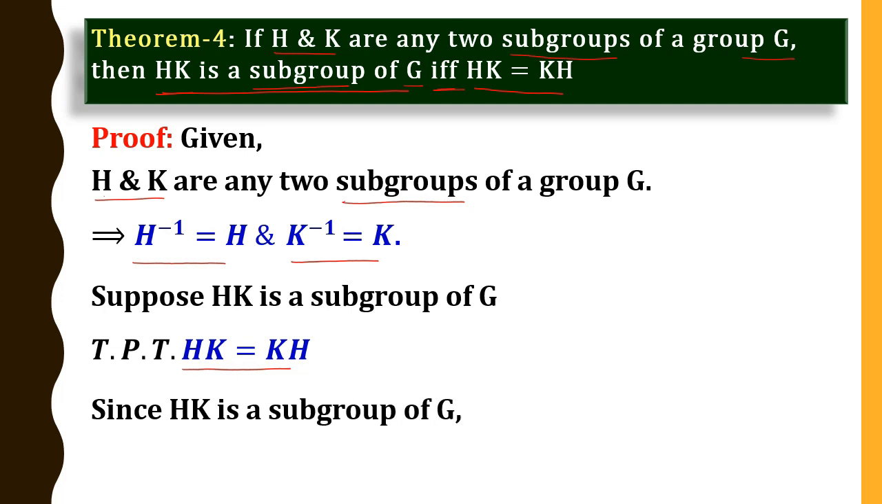Now, since HK is a subgroup of G, this is given. Now HK whole inverse is equal to HK. So we got this again using theorem 2. What theorem 2 says is that if H is a subgroup of G, then H inverse is equal to H. Similarly, if HK is a subgroup of G, then HK whole inverse is equal to HK. Next, using theorem 1, HK whole inverse can be written as K inverse H inverse. Right hand side we shall write as it is, that is HK. Therefore we got K inverse H inverse is equal to HK.